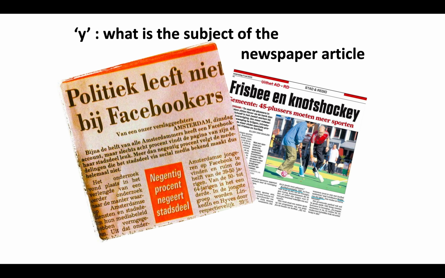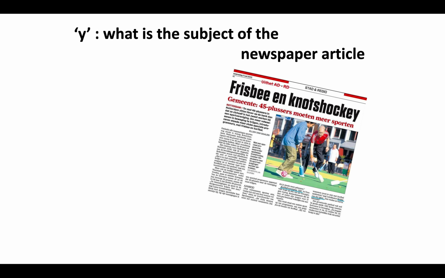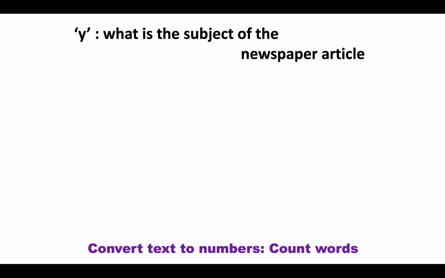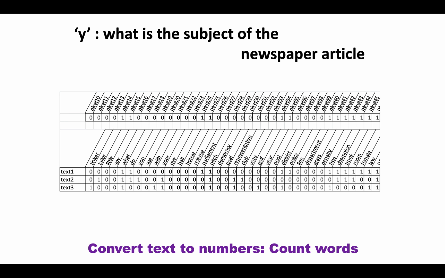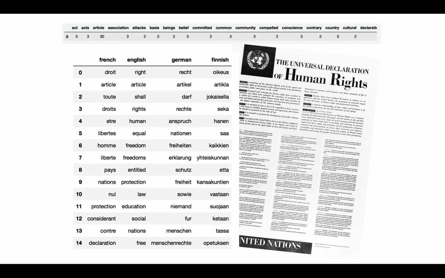Now, you can also do something else. The subject of a newspaper article, how would you do that? Well, you can actually convert the text to numbers. You can actually count the words. Now, this is a mock-up example, but every word gets a count. And you can tell it if these words occur often, it's sports, and if these words occur a lot, it's politics.